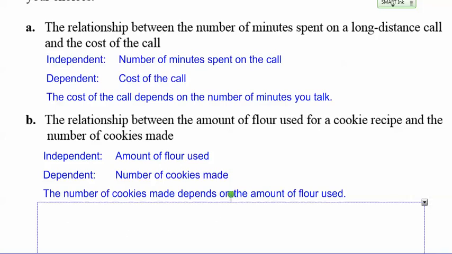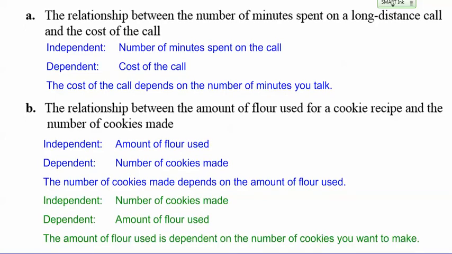My answer key, I actually went with this choice, that the independent was the number of cookies and the dependent was the amount of flour. And I defended it by saying the amount of flour used is dependent on the number of cookies you want to make. So once I decide how many cookies I'm going to make, that will determine the amount of flour that I need to buy and then use in my recipe. So I would have accepted either one of these as long as you have the right justification and then the corresponding correct independent and dependent variables.